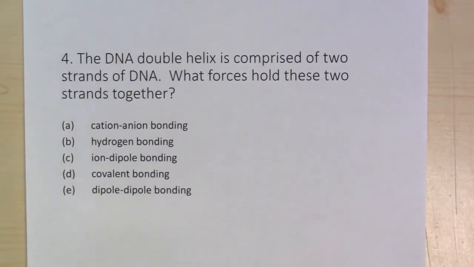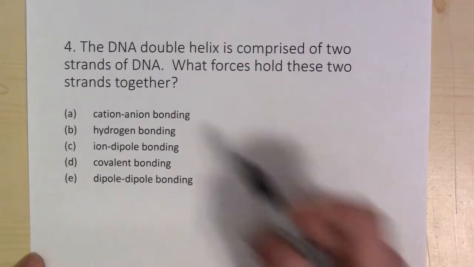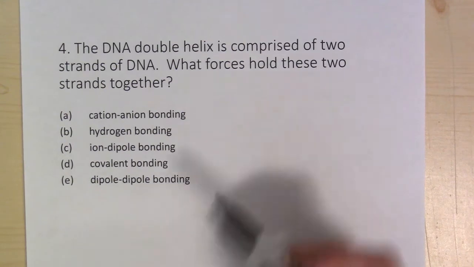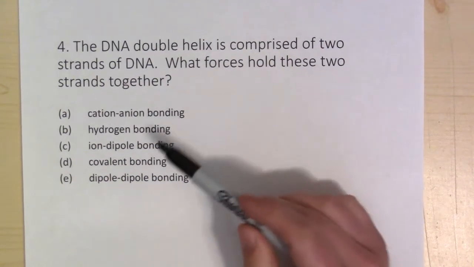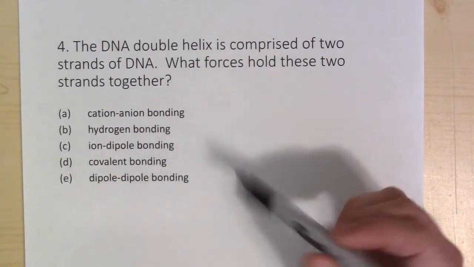Question number 4 asks, what forces hold 2 DNA double helix strands together? So a DNA double helix is composed of 2 strands of DNA. Which of these 5 forces holds those 2 strands together? So the options here are anion-cation bonding, hydrogen bonding, ion-dipole bonding, covalent bonding, and dipole-dipole bonding.